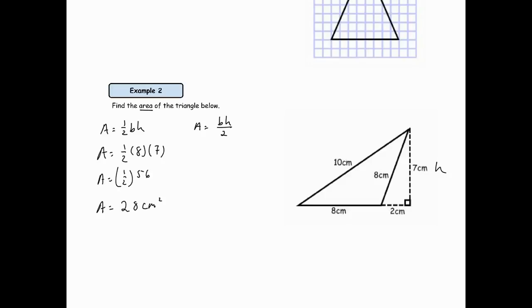If we were to use the other formula, area is equal to base times height all over 2, we know that the base is 8 and the height is 7. 8 times 7 all over 2, area is equal to 56 all over 2. Yields the same exact answer, 28 centimeters squared.